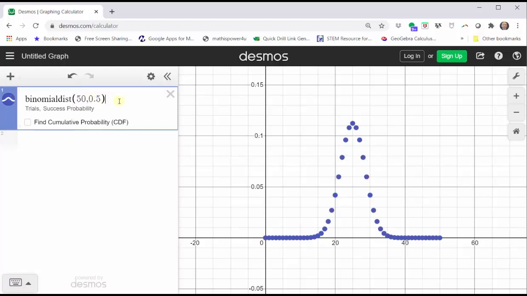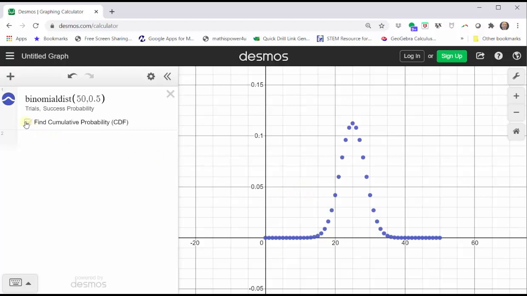Now from here, if we want to, we can click on any of the points on the graph. It will give us the corresponding probability for getting that many heads out of the 50 trials. So for example here, this ordered pair tells us the probability of getting 21 heads is approximately 0.060 or 6%. And we can click on any of the points that we want. Let's go ahead and clear these.